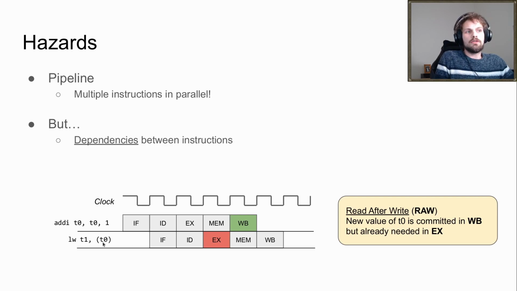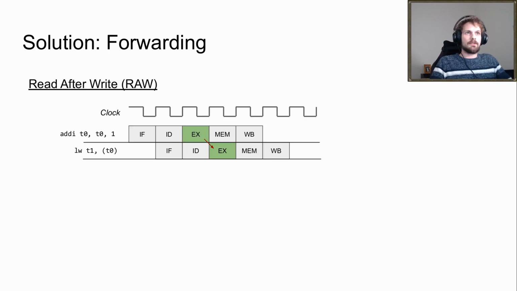The problem is, this T0 value to do this address computation needs to be available in the execution phase, while this is only written back to the register file in the write back phase. So as you can see, this is happening earlier in time. What we have here is a read after write hazard or dependency. The new value of T0 is only available here, but it was already needed here. And we can solve this problem by forwarding. We can basically cut through the pipeline and skip a few steps.